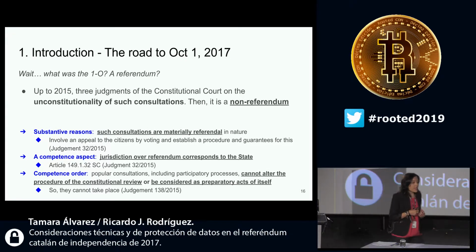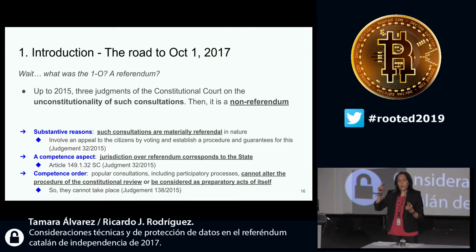Some substantive reasons, that is, such consultations that are not a referendum are leading to call the citizenship to vote with the guarantees that they're trying to implement as if it was a referendum. Therefore, it has a referendum form, and that is either a consultation or a referendum. We cannot play with that ambiguity. That's what it says. And on the other hand, we have material reasons.